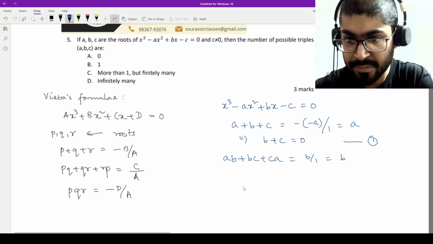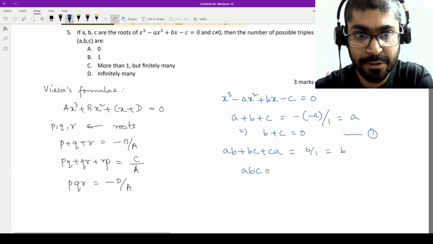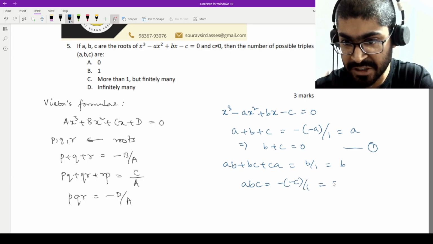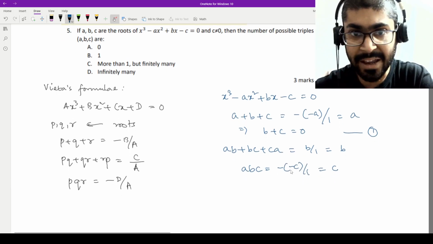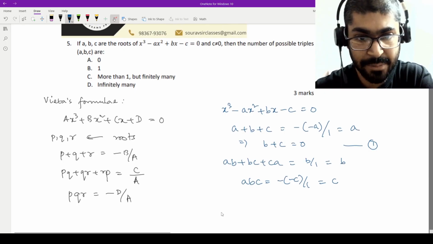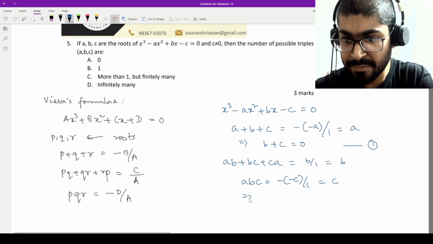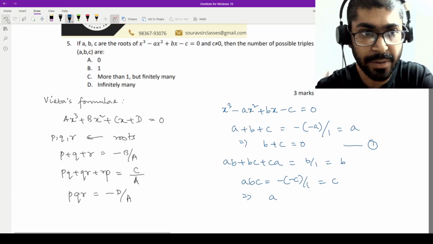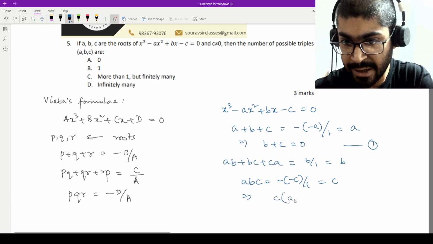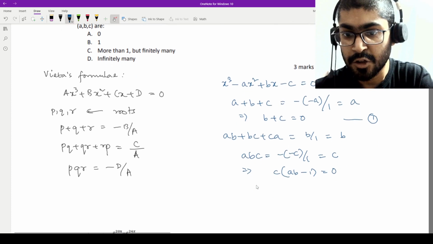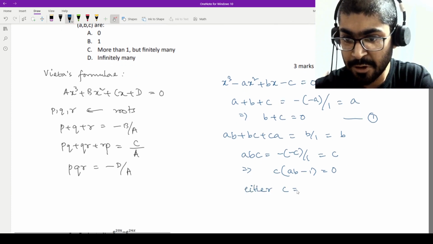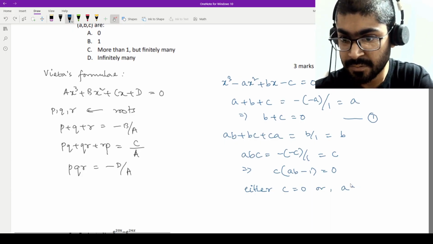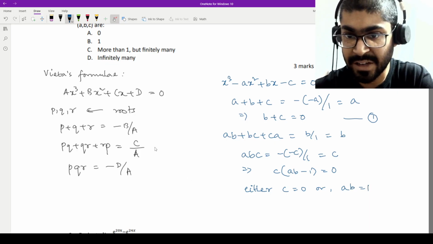And then we have abc, product of roots. This is equal to minus d by a, right? So it will be minus of minus c by 1, which is c. Now if abc is equal to c, what does that mean? This means that I can take c common, right? And ab minus 1 will be 0. So either c equal to 0 or ab equal to 1, isn't it? These are the two cases that we have.